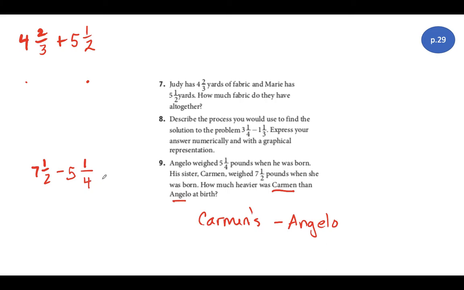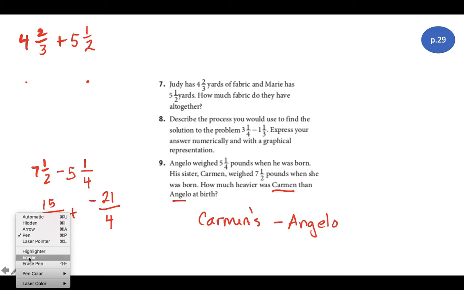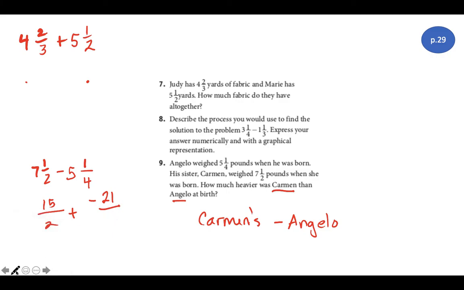And I'm going to only do this one way, and I'm going to change it all to improper fractions. The reason I prefer changing it to improper fractions is because when you multiply mixed numbers, you must use improper fractions. You will get it wrong if you leave it as mixed numbers. So just get in the habit of always doing improper fractions and you can't go wrong. So 7 times 2 is 14, plus 1 is 15. I'm going to add a negative. 5 times 4 is 20, plus 1 is 21.